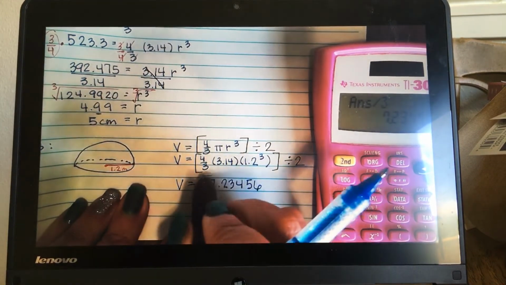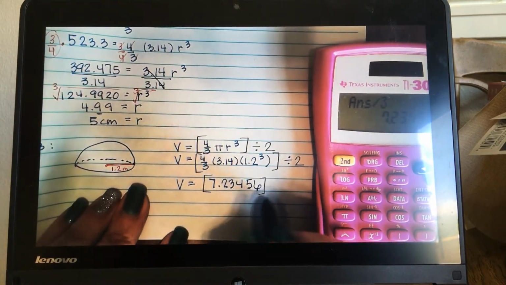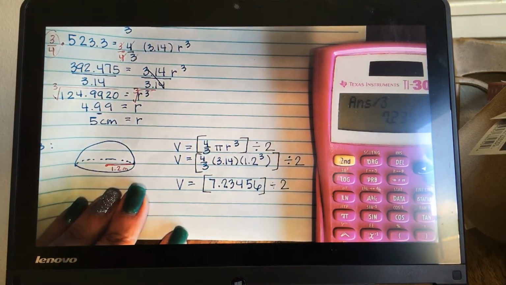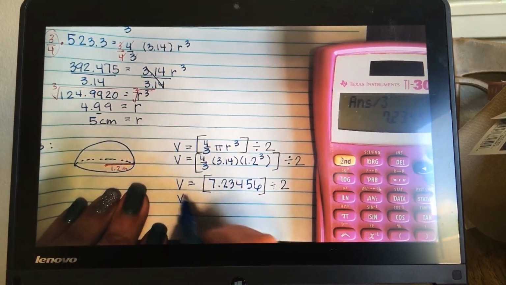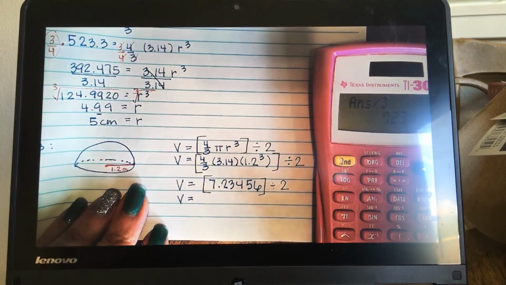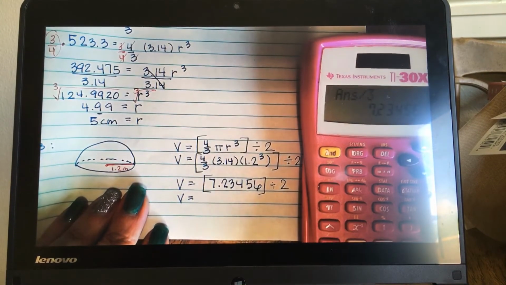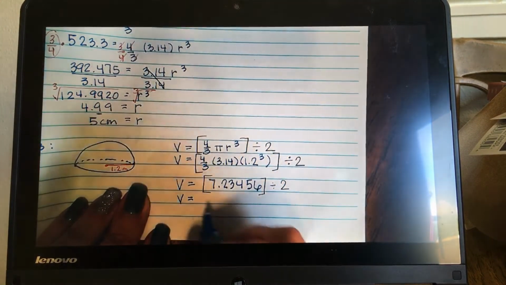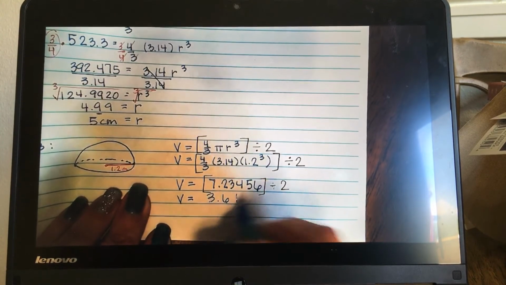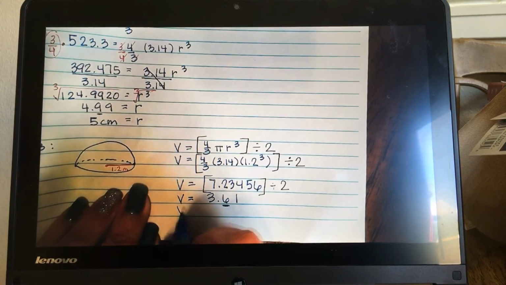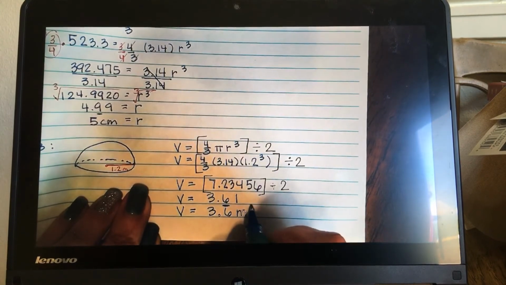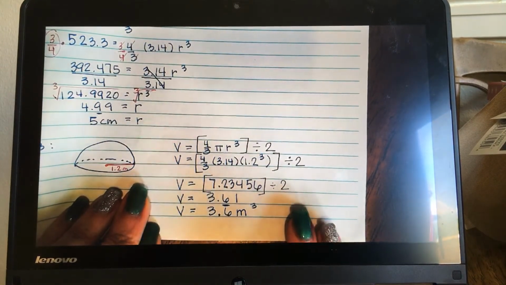And remember, this is the number that was inside the brackets. That would be for the entire sphere, but since it's a hemisphere, we divide that by 2. So I'm going to just keep that in my calculator, divide by 2, and what does that give us? 3.61, and again, we're going to round that to the nearest tenth, so 3.6 meters cubed.